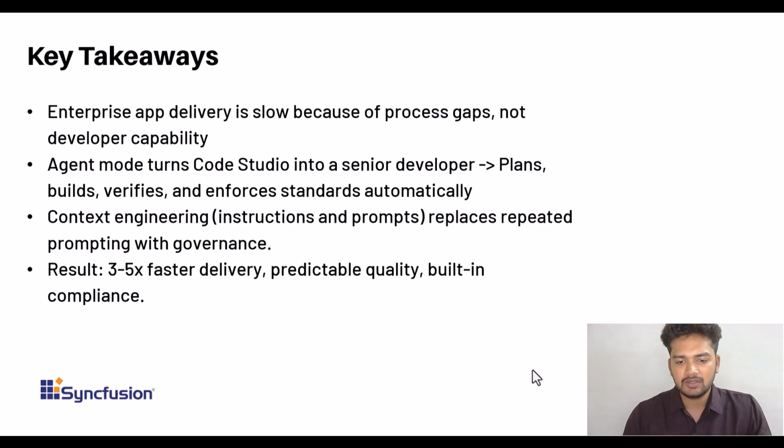So enterprise app delivery is slow because of process gaps. It's not because of developer capability. And agent mode turns Code Studio into a senior developer that plans, builds, and verifies. Context engineering replaces repeated prompts with governance using custom instructions and custom prompts. And the result is 3 to 5x faster delivery, predictable quality, and built-in compliance. This is how AI becomes a system, not just a tool.